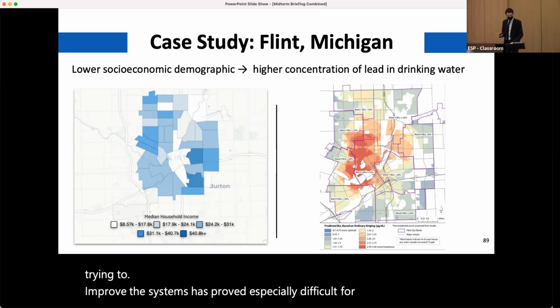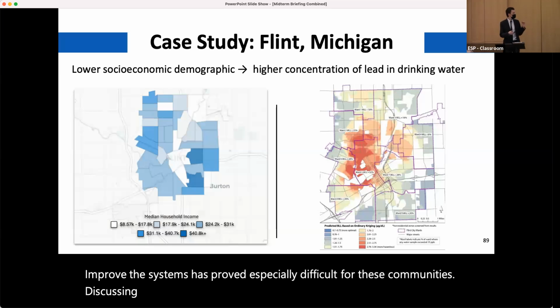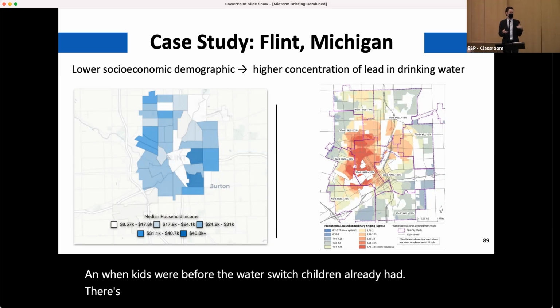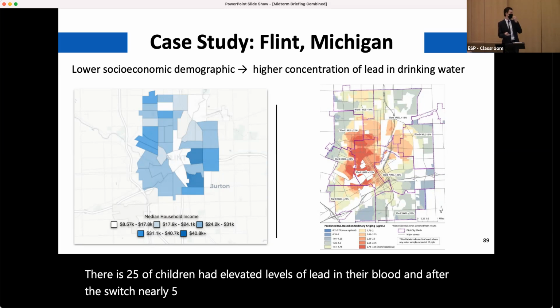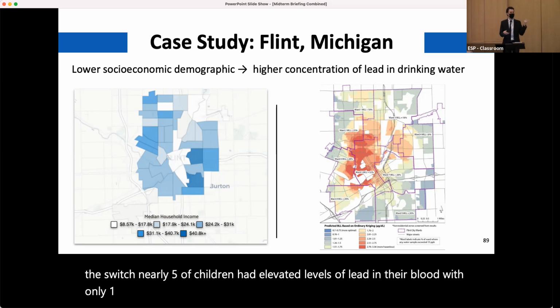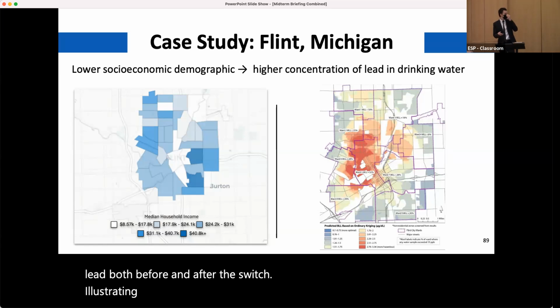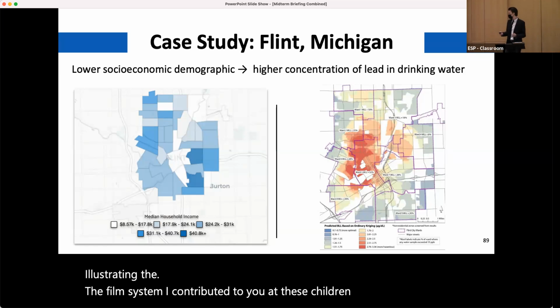for these communities. Discussing the specifics about lead levels in Flint, before the water switch, 2.5% of children had elevated levels of lead in their blood, and after the switch, nearly 5% of children had elevated levels of lead in their blood, with only 1% of children in the surrounding areas exhibiting high levels of lead, both before and after the switch, illustrating the failed system that contributed to these children being exposed to higher amounts of lead.